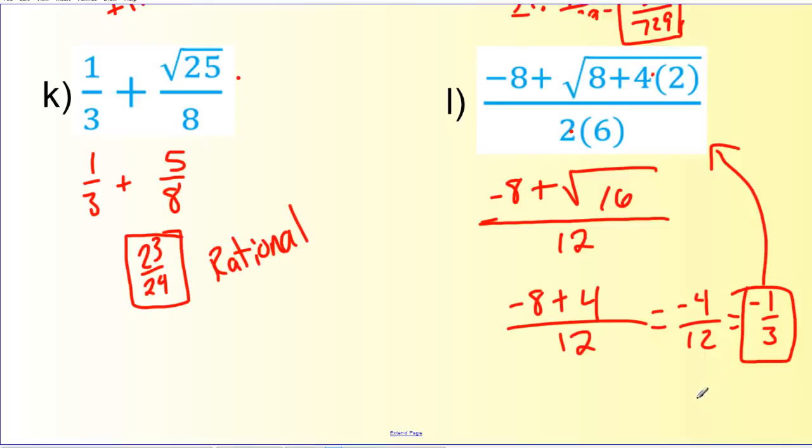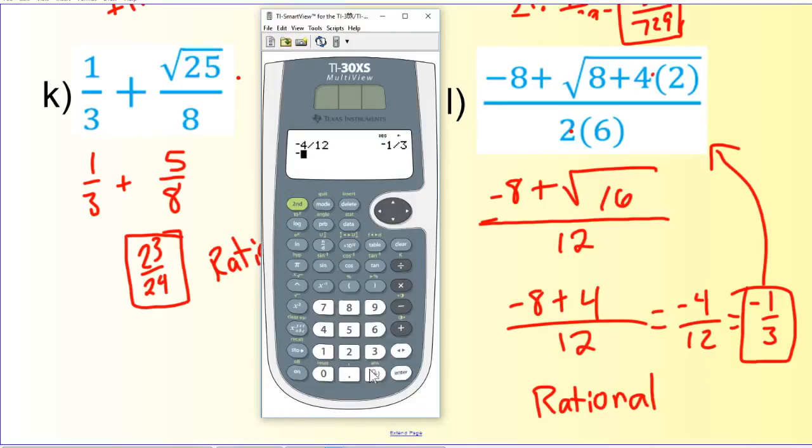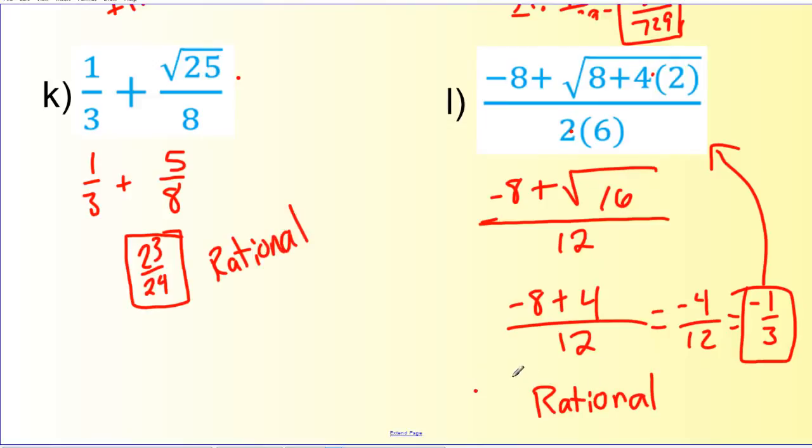So we evaluated. Now we need to determine, is our answer rational or irrational? The answer is rational. That is a nice pretty fraction. There's no decimals in there. If we would divide it, we would get a nice repeating decimal. Negative 1 divided by 3 equals a repeating decimal. This is a rational number. By all definitions, it's a nice pretty number. It's a repeating decimal. It can be written as a fraction. It's rational.